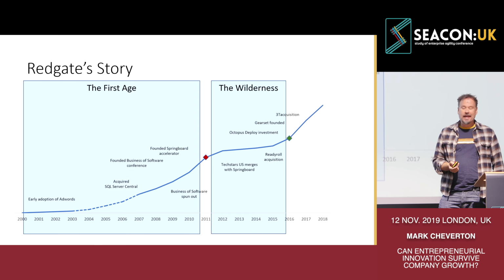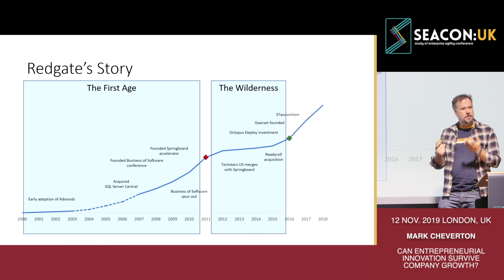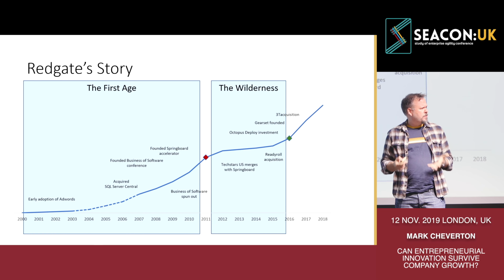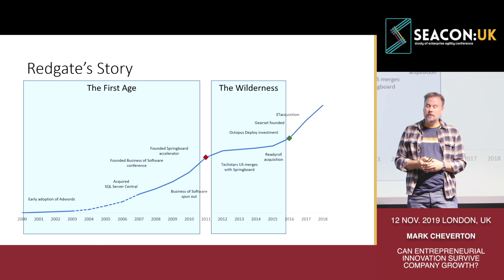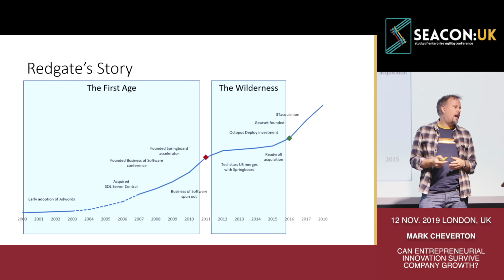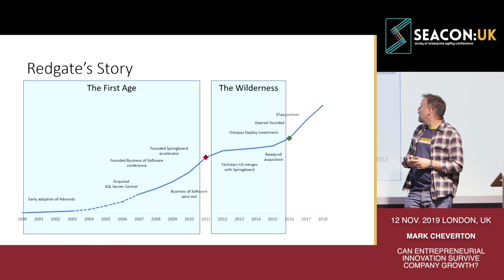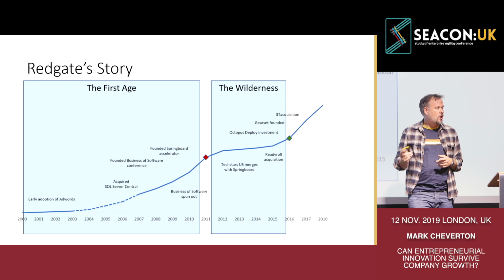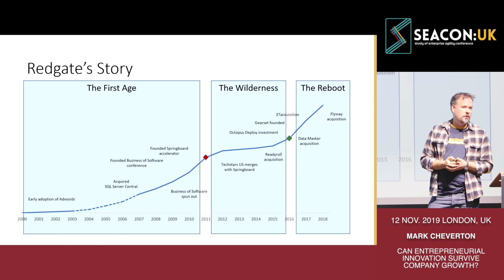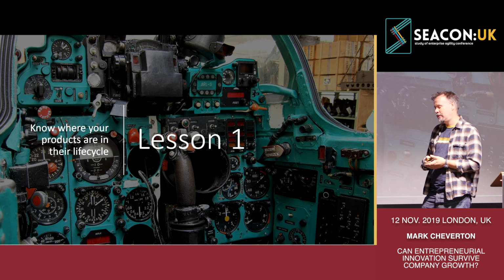The model wasn't scaling anymore. It was very difficult. In terms of innovation, we started to look at things which would replace the business of Redgate rather than things that would enhance it. We started to innovate way outside our usual space. And then in 2016, we got our act together and managed to return to growth. And I think the stories I'm going to tell you today are essentially from that period.